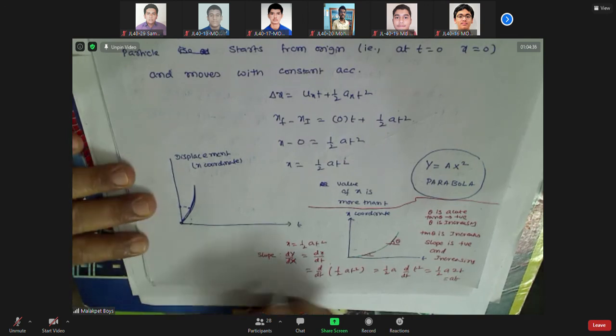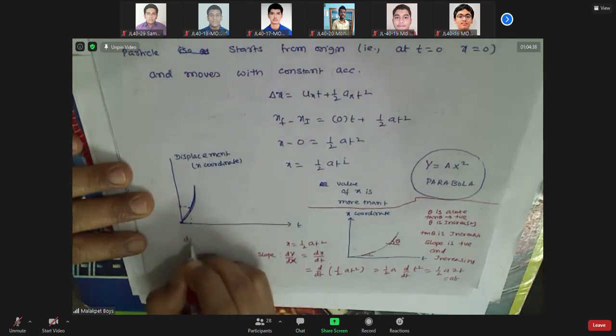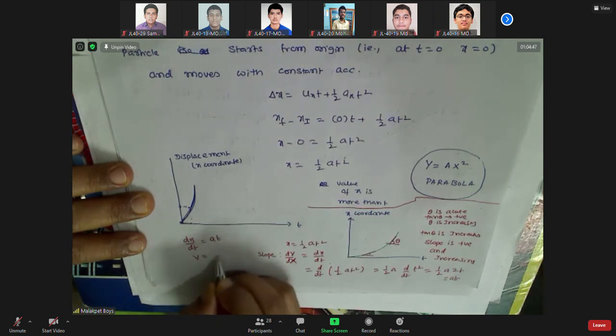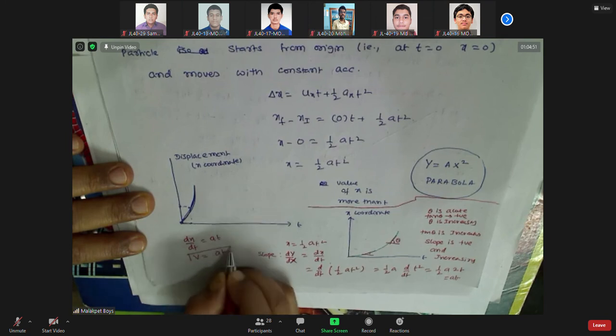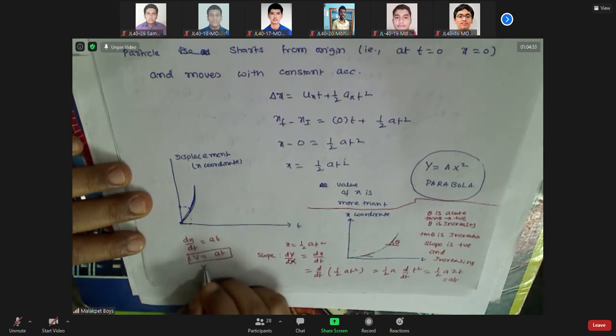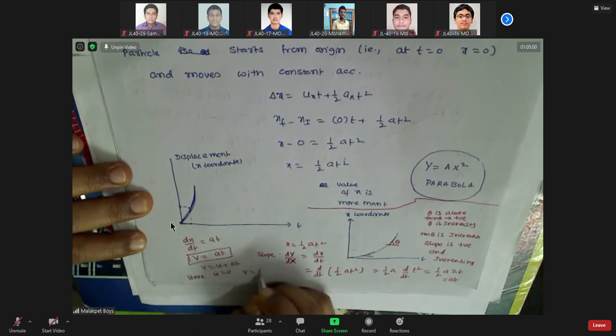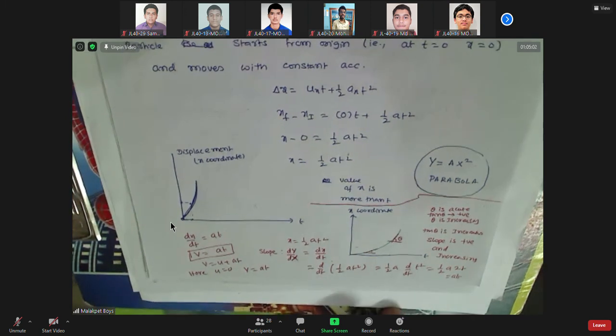So what you got here? dx by dt is what you got? 8t. So here is v only, no? Obviously, this is the velocity-time graph equation, no? Because you have v equals u plus at. Here u is 0, so v equals at. Like that you can check if what you have done is correct or not. All these are interlinked.